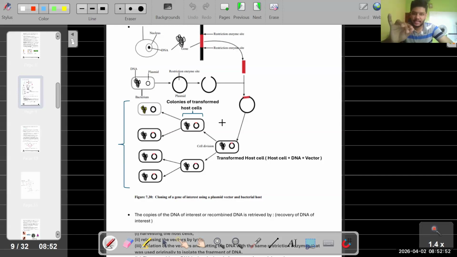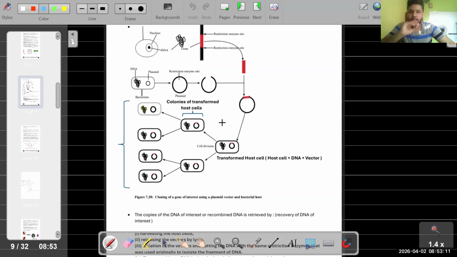So for identifying transformed host cells from non-transformed host cells, we will be introducing marker genes. What type of marker genes? Selectable marker genes, for example antibiotic resistant genes. We'll be inserting them and they will survive under antibiotic medium. So they're saying there's another problem.